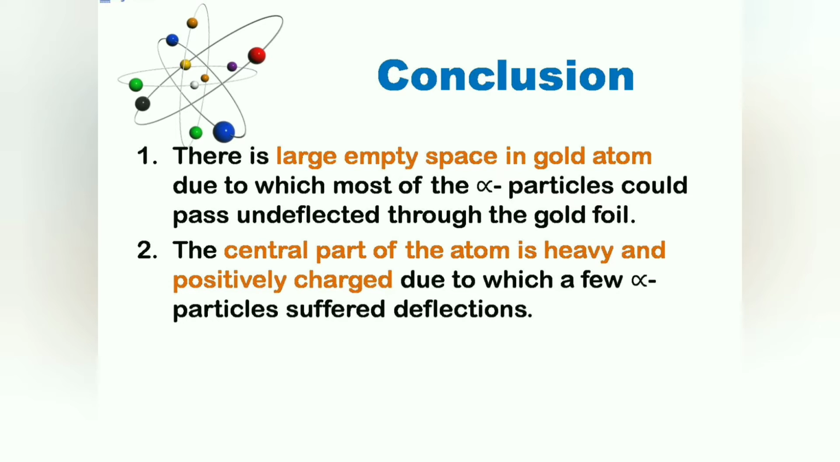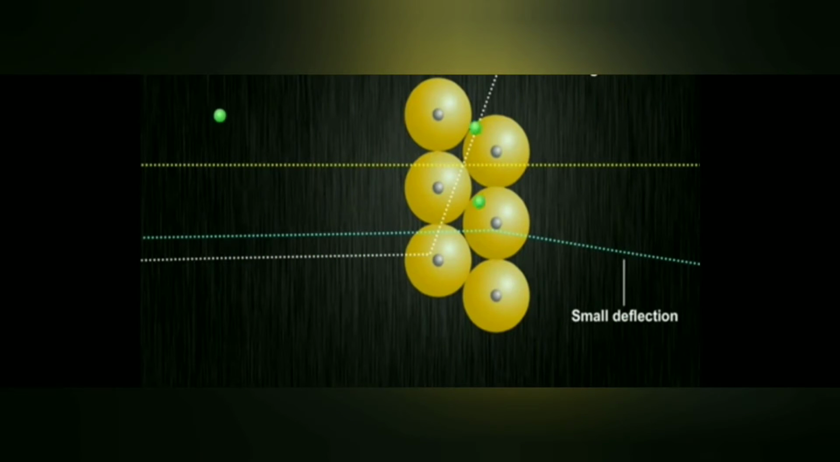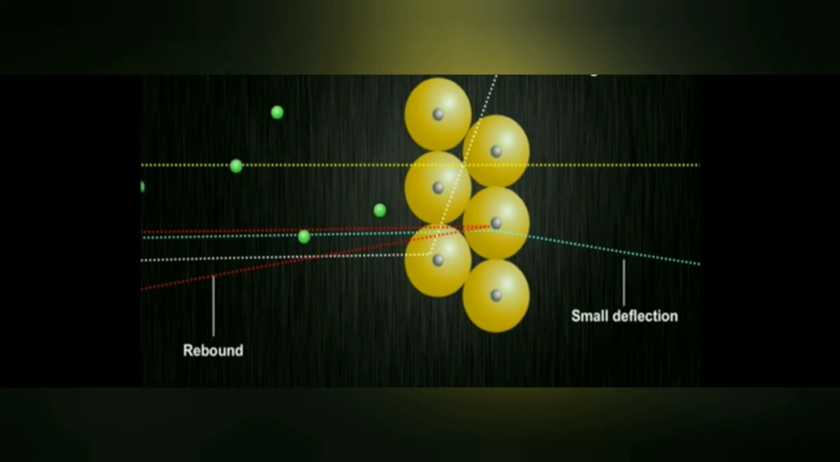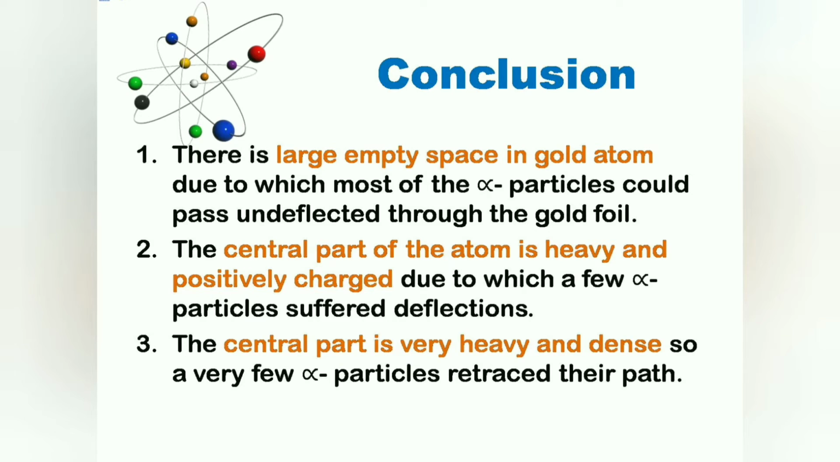So it means the central part of the atom is positively charged, due to which a very few alpha particles suffered small deflections. Then the final point, that as a very few alpha particles retraced their path, it means that the central part, which is positively charged, is a very heavy and dense body. And this positively charged heavy and dense body present in the atom was named as nucleus.